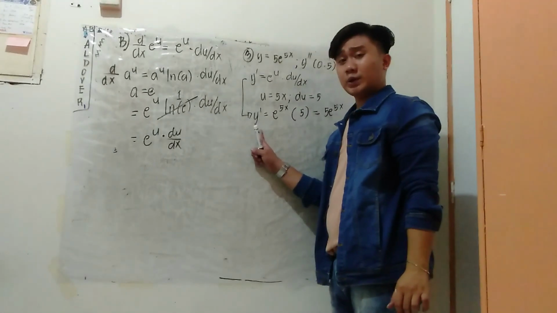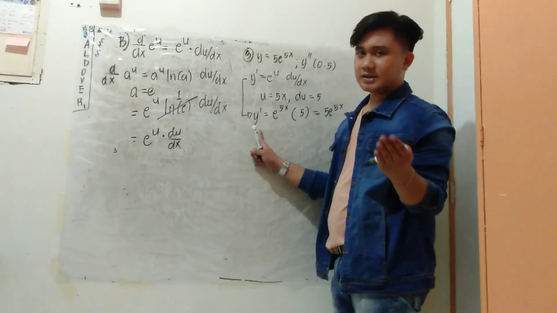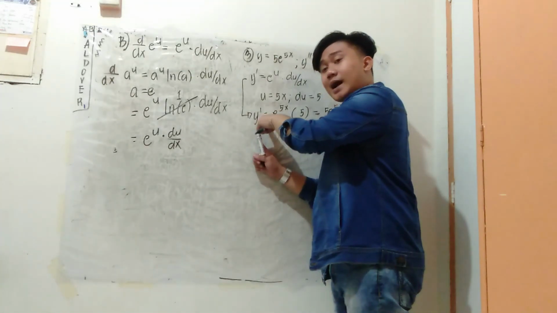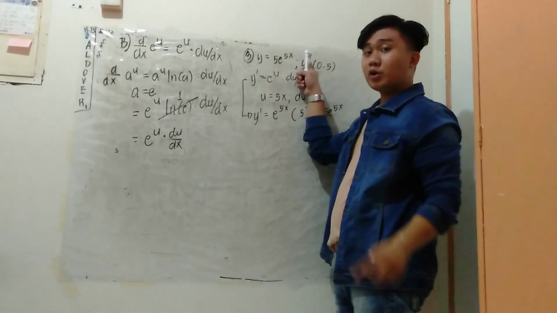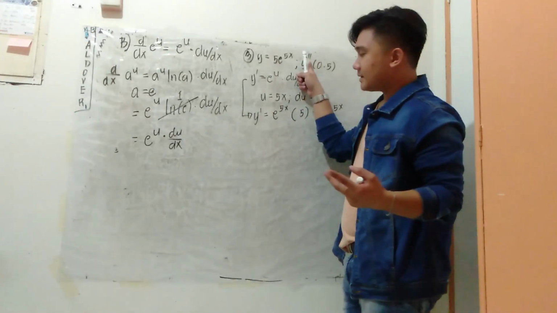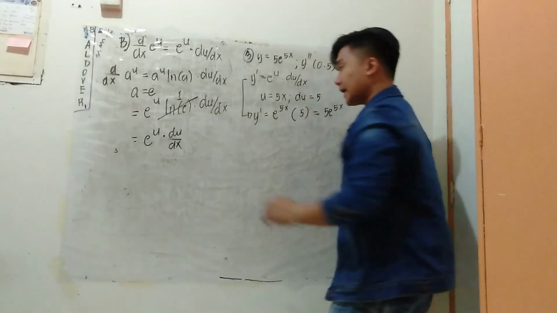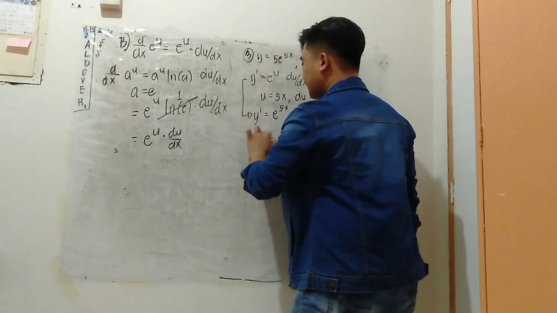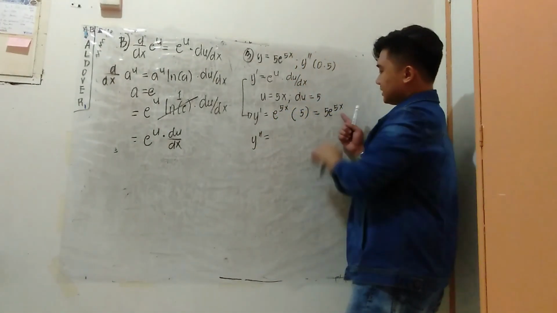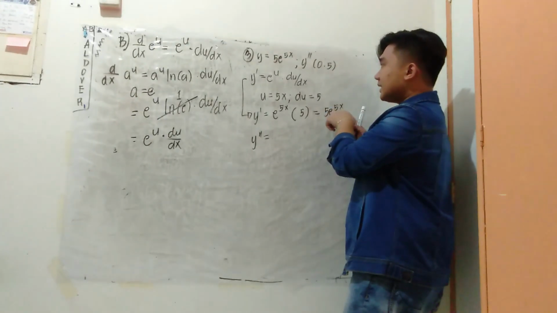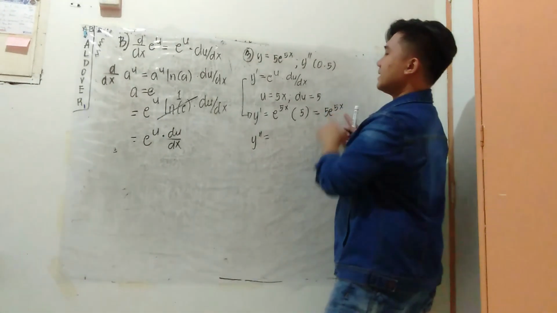Yan na ba yung i-evaluate natin? Hindi pa po, kasi y prime pa lang to. Ang kailangan ko, double prime or yung second derivative ko. So, bali, i-differentiate ko pa to para makuha ko si y double prime. At si y double prime is di-differentiate natin tong 5e raised to 5x.